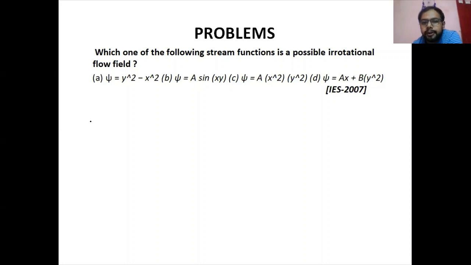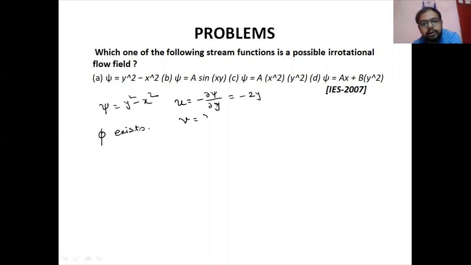Here is the possibility of a flow field with a stream function. Which one of the stream functions is a possible irrotational flow? The same thing: phi is given to you, psi is given to you. We are asked to find out whether the existence of phi is possible. So you have to verify it. u is minus dψ/dy, so minus 2. And v is equal to dψ/dx, so minus 1.